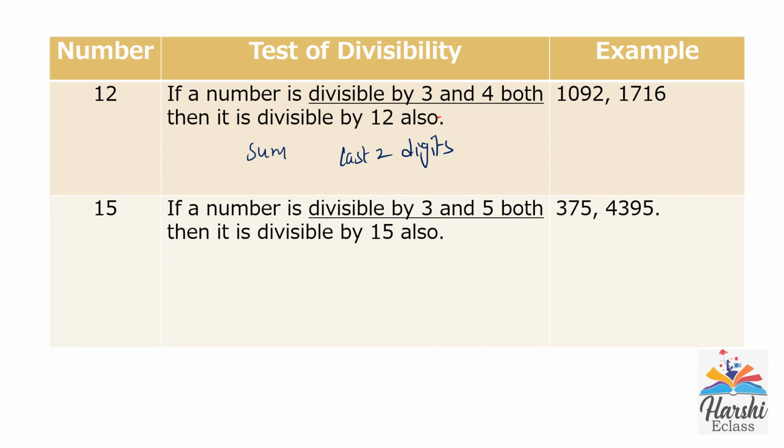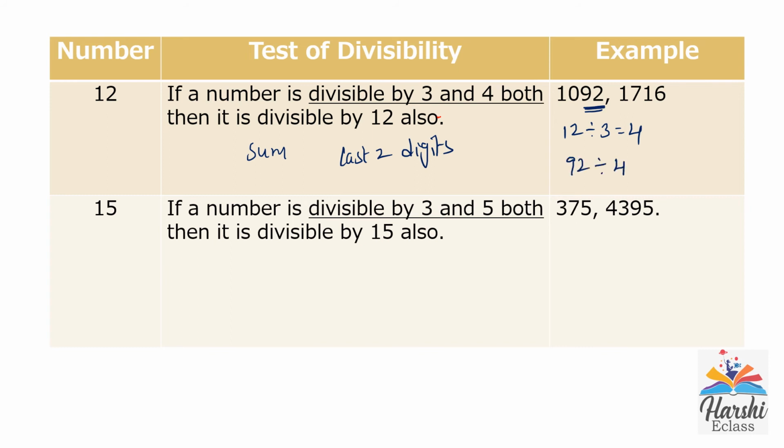1092. 1 plus 0, 1. 1 plus 9, 10. 10 plus 2, 12. 12 divided by 3 is equal to 4. So 1092 is divisible by 3. Let's check with 4. Last two digits are 92.